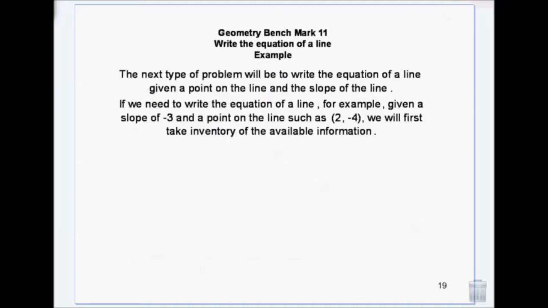So we had the kind where you have a picture. The next kind is where they give you information. They give you a slope and a point. So let's break things down for a second. Our formula is y equals mx plus b. If I have a slope of negative 3 and I have some point, 2, negative 4, I have m, I have x, I have y.